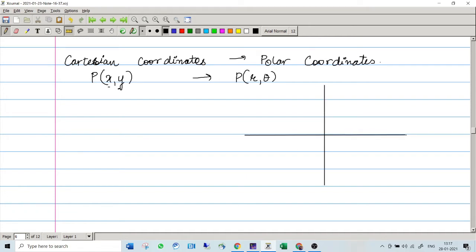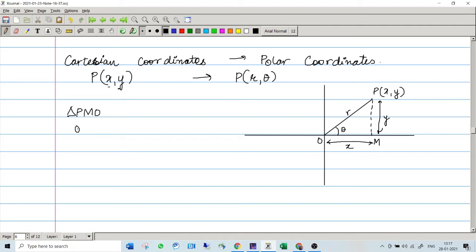So in this coordinate system, you have a point P given in terms of x comma y. That is, this much distance is your x and this much is your y. All you are interested in is the length r and the angle theta. So this r, let's say this is again M and this is O. So this r can be evaluated using what? Again, look at the triangle PMO.